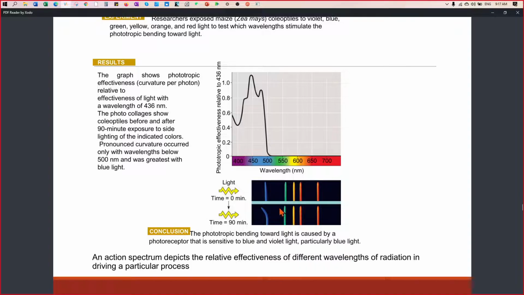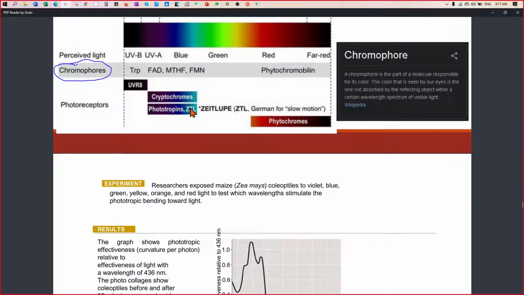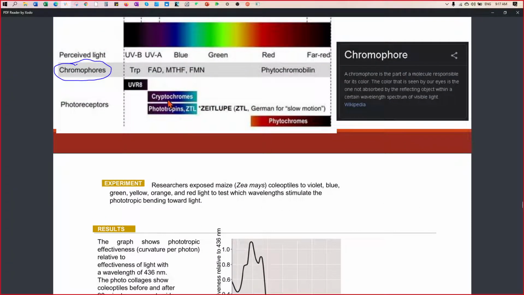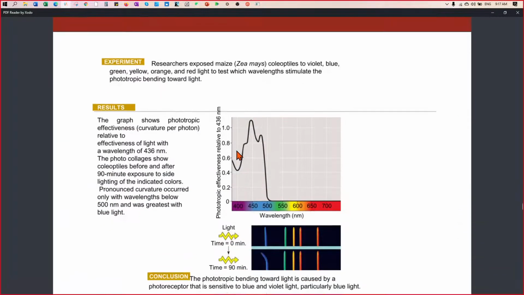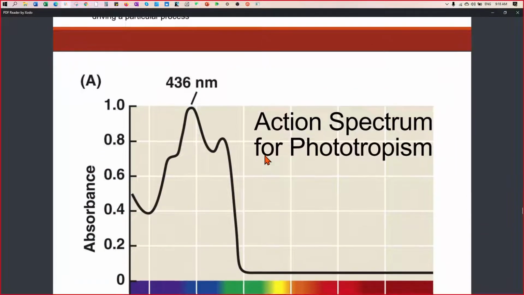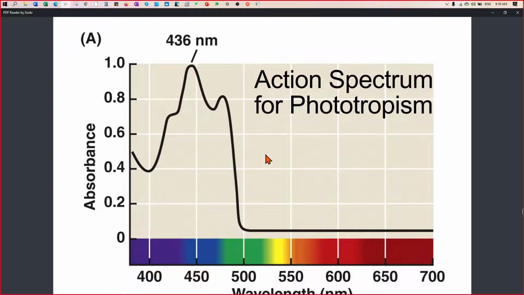So this was from the beginning. They didn't know the name of the photoreceptor just yet. This is quite recent. All these phototropins perceive blue light. But they knew you're going to get more bending of your coleoptile if you give the violet-blue light region. Okay? So this is the absorption spectrum of the phototropism, at least for the coleoptile.